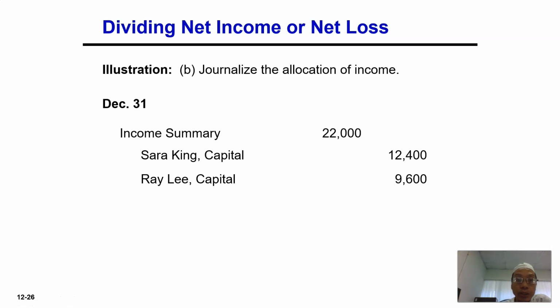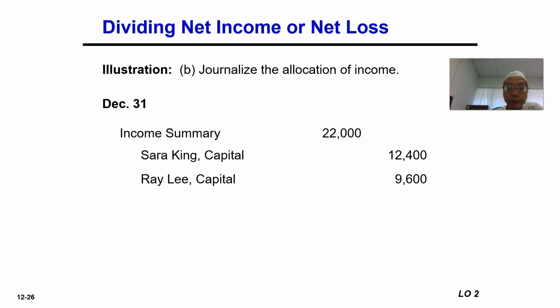And then we need to do the journal entry of the net income. So we close the income summary account. Assuming we have transferred all the expenses and all the income or revenue accounts to income summary, we close the income summary account by debiting income summary, and we credit the capital accounts of Sarah King and Ray Lee by the amounts shown in the schedule of division of net income.